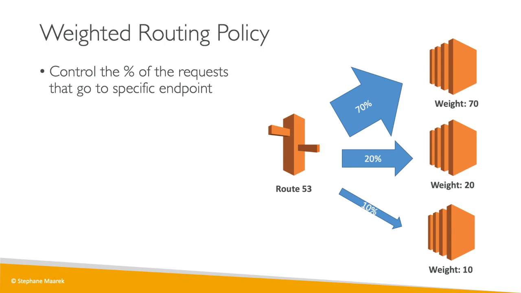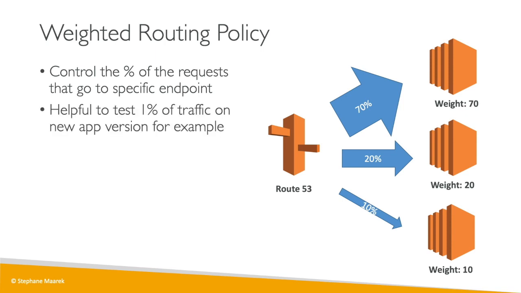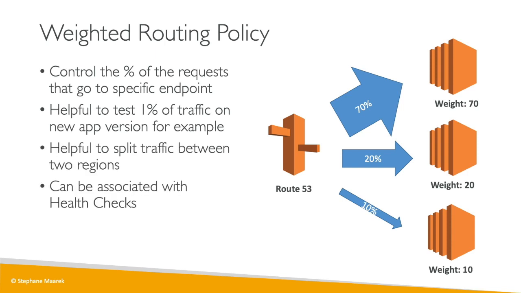So why would you do this? Well, for example, you deploy a new application version and you want to test only 1% of the traffic on this new app version, then that's a nice way to do it with Route 53, or it's helpful to split traffic between two regions. And this is super cool because you can also associate this with health checks. So if one EC2 instance is not working properly, no traffic will be sent to it. So let's have a look at how this works in the console.